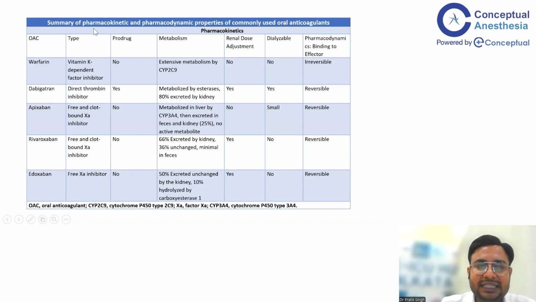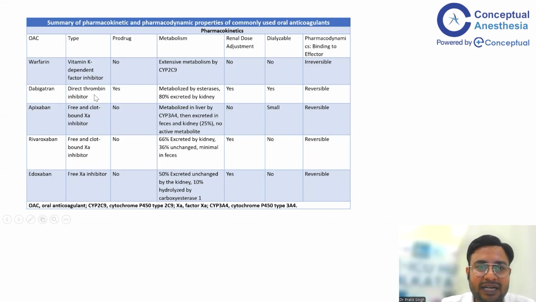After knowing this, let's learn something about the pharmacokinetics and pharmacodynamics of these oral anticoagulants. Oral anticoagulants, warfarin, I've told you how it acts. It is a vitamin K epoxide reductase inhibitor. It is not a prodrug, and is extensively metabolized by CYP2C9. It is important to note that warfarin does not require any renal dose adjustment and can be safely given in renal failure. Dialyzable, the answer is no. Pharmacodynamics, binding to the effector is irreversible.